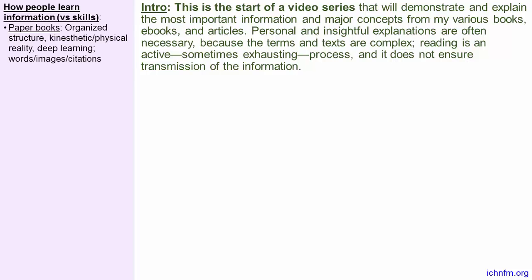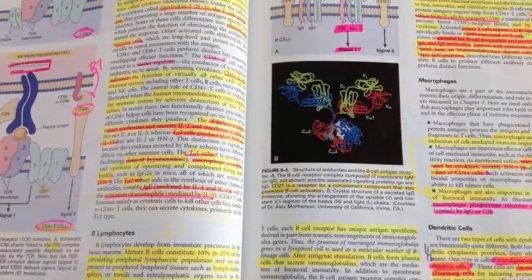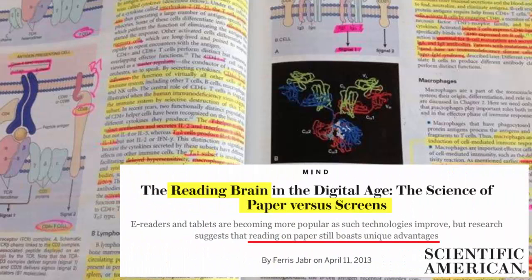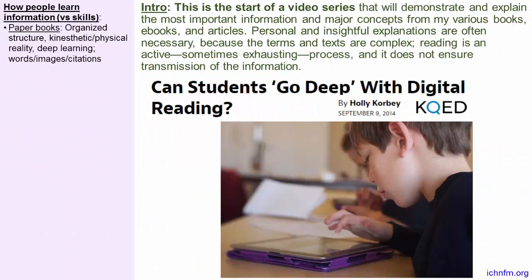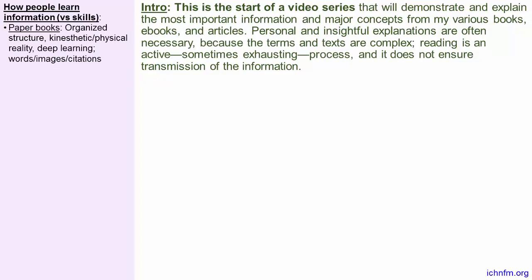We might say that different learning technologies provide different advantages and disadvantages. For example, paper books provide an organized structure, and they also provide a physical or kinesthetic reality. You get to actually touch the pages, you get to touch the diagrams, you can draw over the diagrams, you can highlight the information, you can take notes. So paper books are rather famous, especially these days, for providing what's called deep learning. Paper books also, of course, provide words, images, and many of the citations that help us to understand and ultimately feel confident with the work.